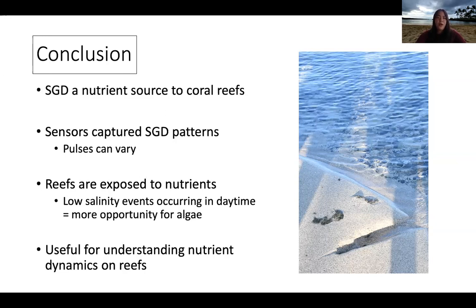So this provides more opportunity for algae, which are photosynthetic and can take up more of those excess nutrients during the daytime and start creating a problem and impairing coral reef health. And this is useful for understanding nutrient dynamics on reefs, really finding susceptible areas to nutrient pollution.